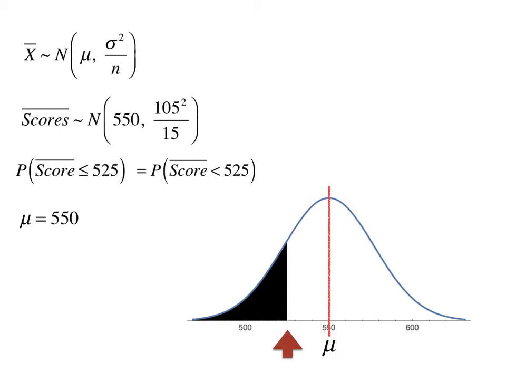So what I need in terms of the technologies, I need to input the mean, 550, the standard deviation, which is 105, and the sample size, n, which is 15. Now, if you're using TC Stats, that's exactly what you need to put in there.